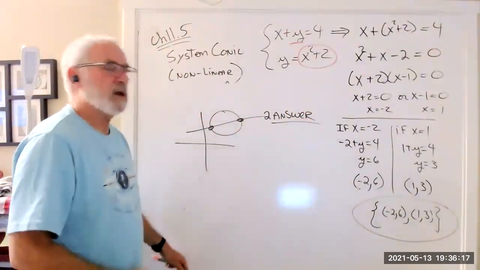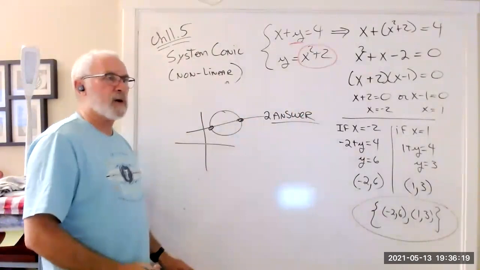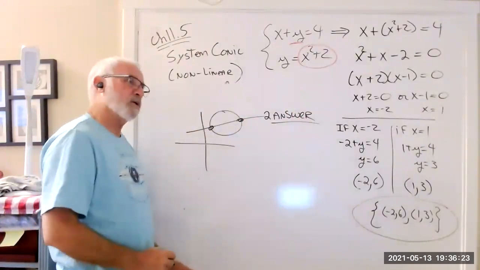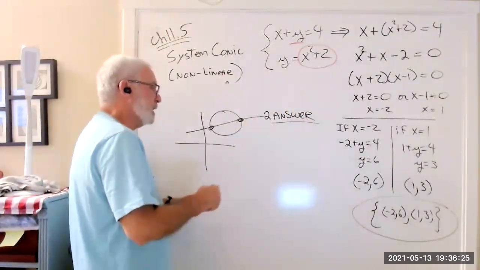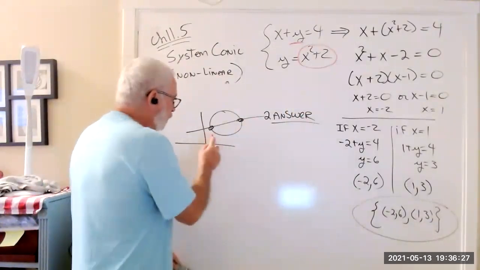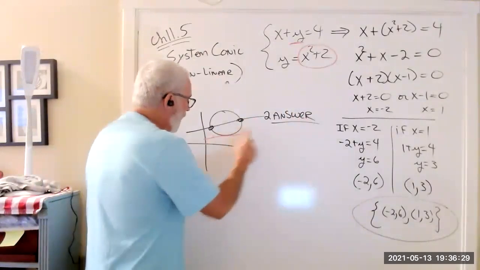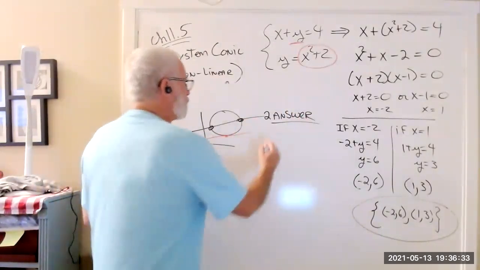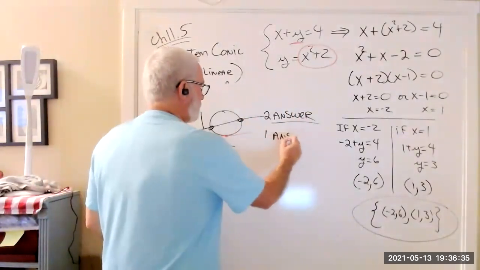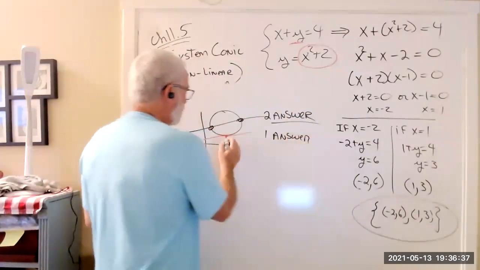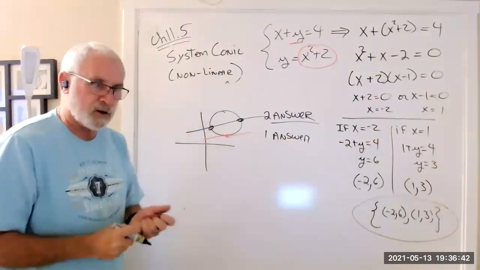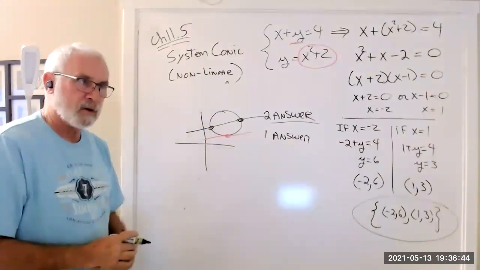If it went through it, can you think of another possibility? What if the line doesn't go through it? What if the line nicks it? It just sort of goes like this, bam, hits it once. Then it's possible that there's one answer, because there's only one point of intersection if that's the way the numbers showed up.